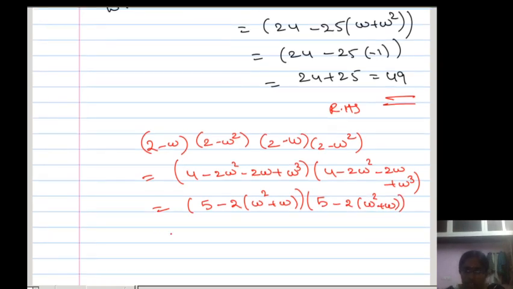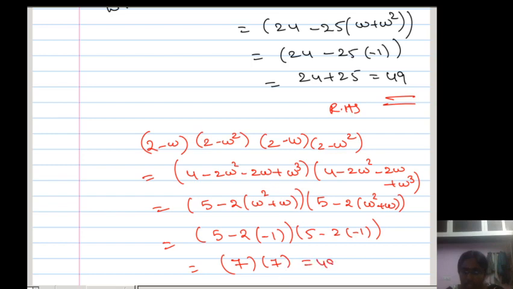Okay, so then here I think it is easy, no? Other than that, minus 2, what is the omega square plus omega value? Minus 1. Similarly 5 minus 2 into minus 1. So you are getting 5, minus into minus plus, so 5 plus 2 is 7. Here also 7 sevens are 49.